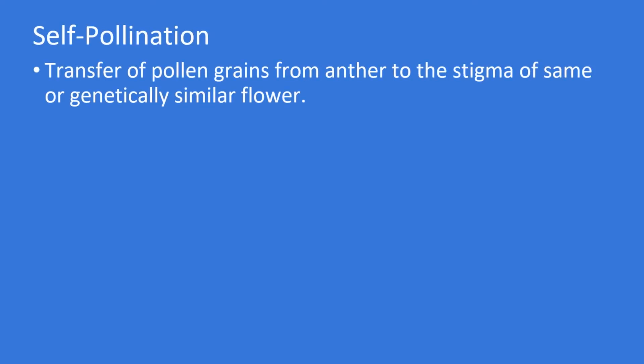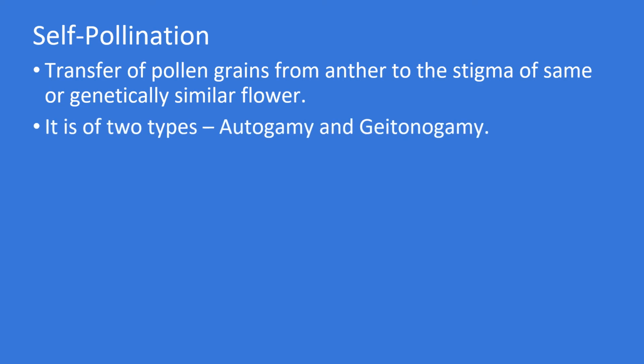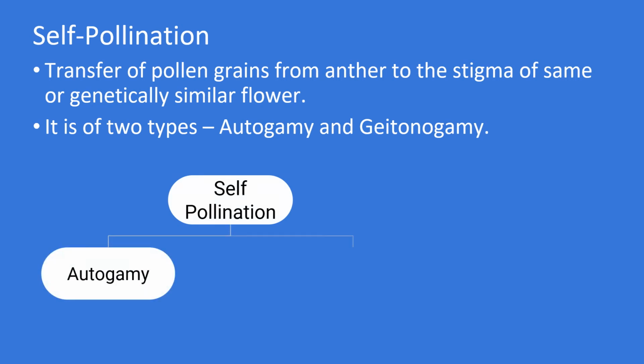The definition of self-pollination is the transfer of pollen grain from anther to the stigma of the same or genetically similar flower. It is of two types: autogamy and geitonogamy. Self-pollination occurs by autogamy and geitonogamy. The flow chart itself is showing this.